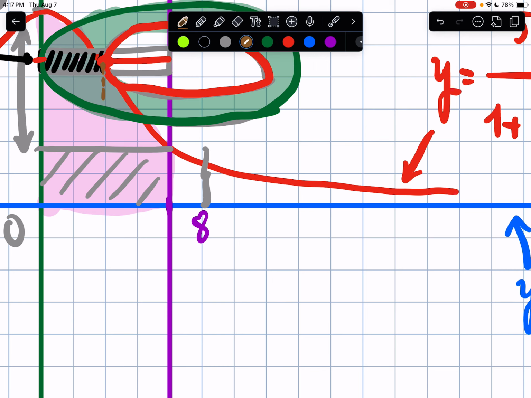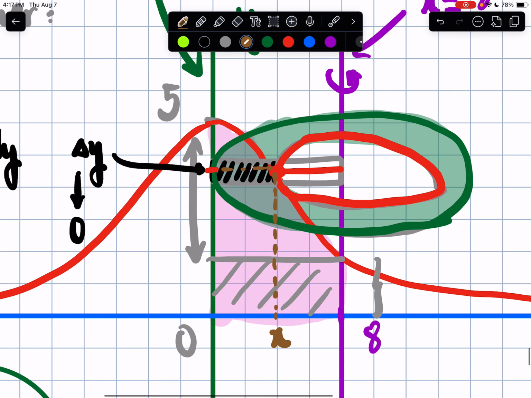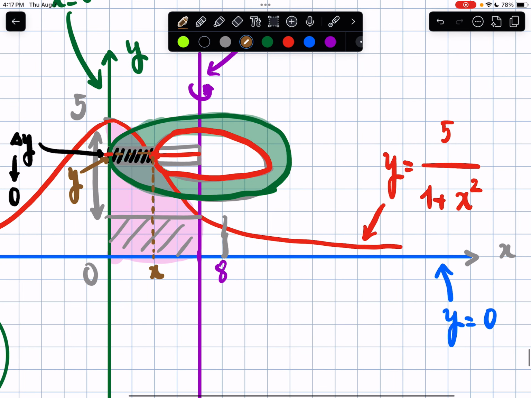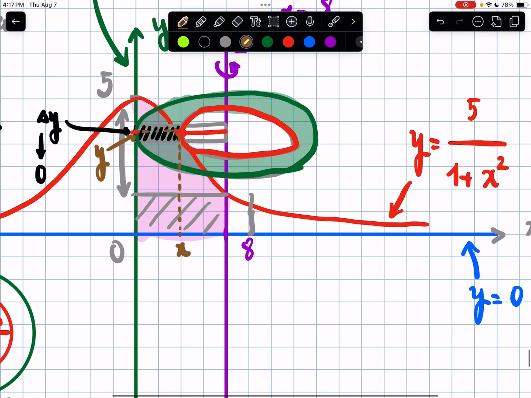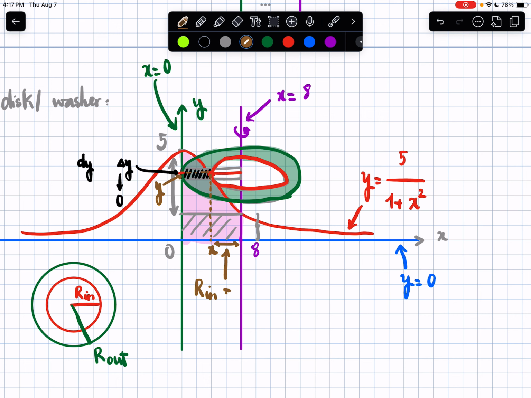Take this point (x, y). The inner radius is the distance from this point to the axis of revolution. So this is 8 minus x. This length gives us the inner radius r_in. r_in is the distance from this axis to this point, so it's equal to 8 minus x.